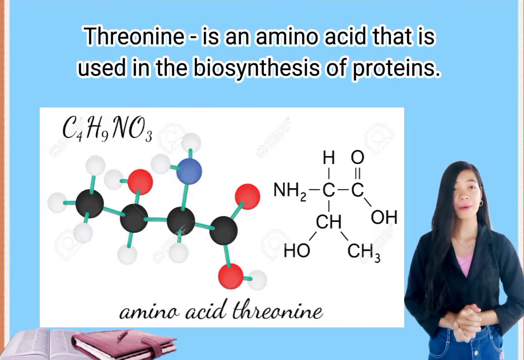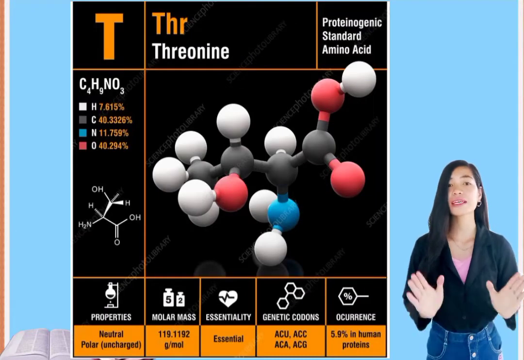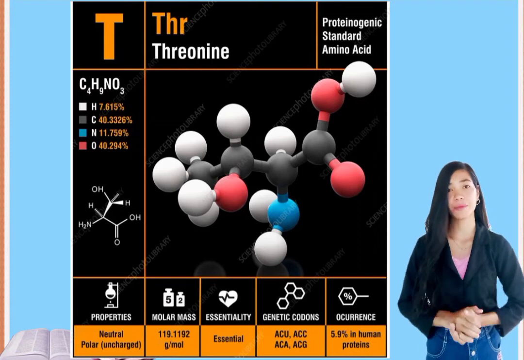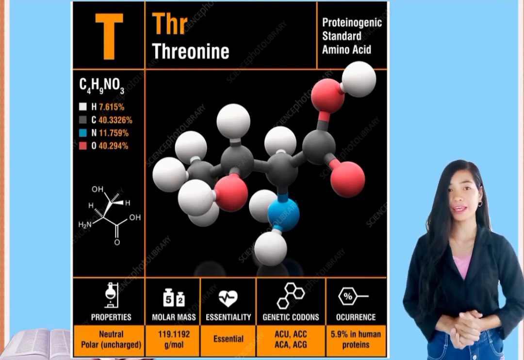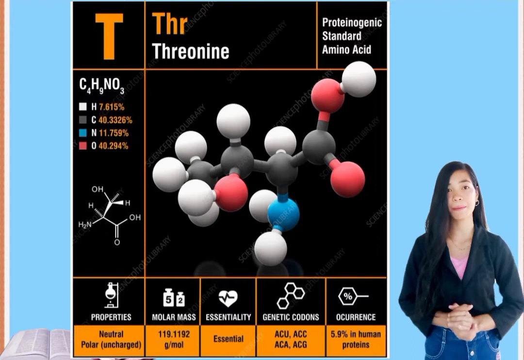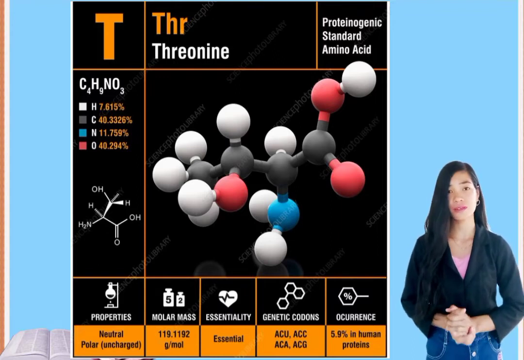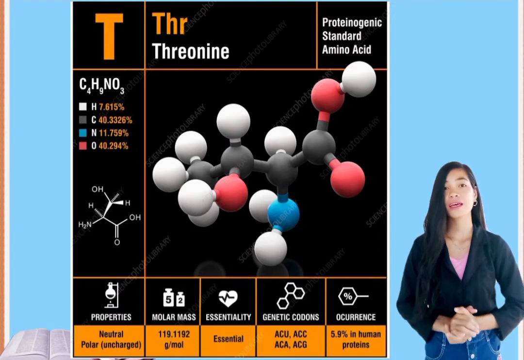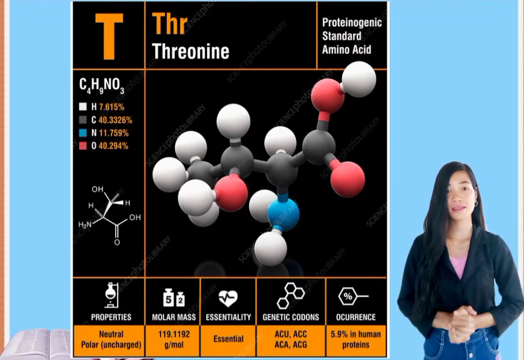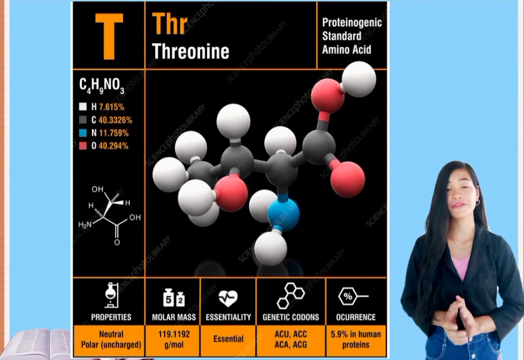Threonine is an amino acid that is used in biosynthesis of proteins. It contains an alpha amino group, a carboxyl group, and a side chain containing a hydroxyl group, making it a polar or uncharged amino acid. It is also essential in humans, meaning the body cannot synthesize it. It must be obtained from the diet.